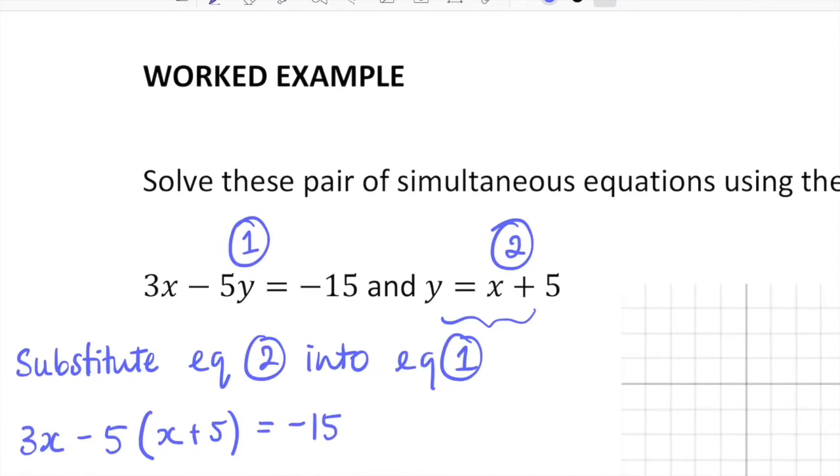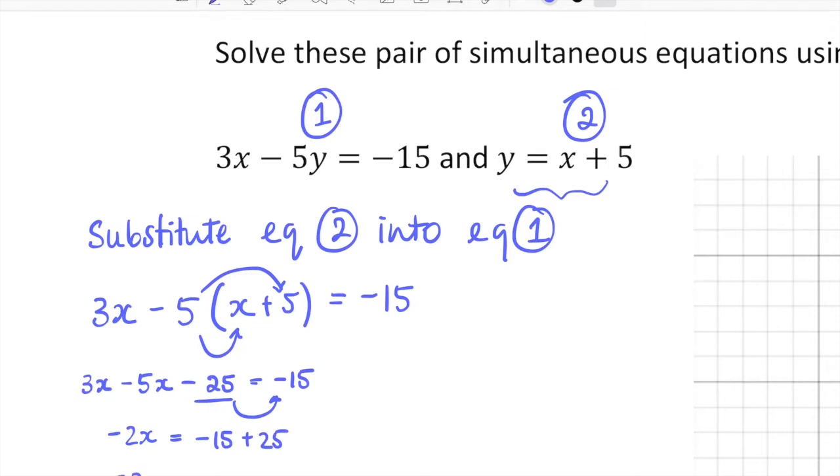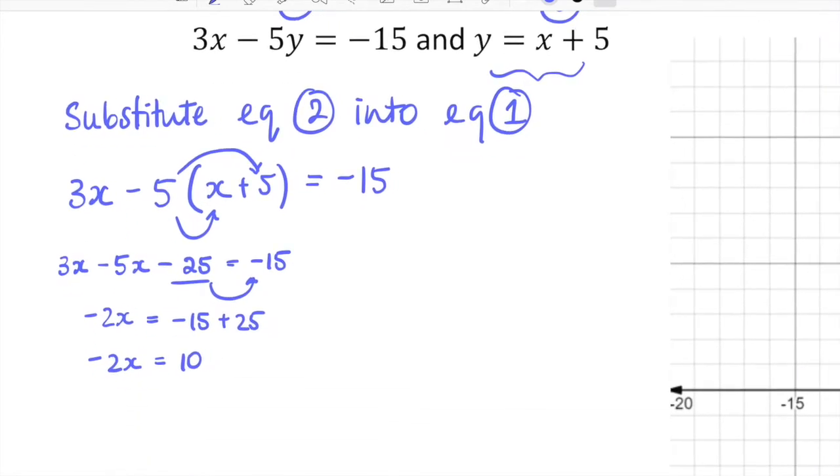Then, just like we know how to, we're going to expand this bracket. So we're going to have 3x minus 5x minus 25, because negative 5 times positive 5 equals negative 25, and this equals negative 15. Now, combining my like terms, I've got 3x minus 5x, which is negative 2x. Taking that 25 to the right-hand side, I'm going to have negative 15 plus 25. So that gives me negative 2x is equal to 10. Then dividing both sides by negative 2, they'll cancel out. So I've got x is equal to negative 5.